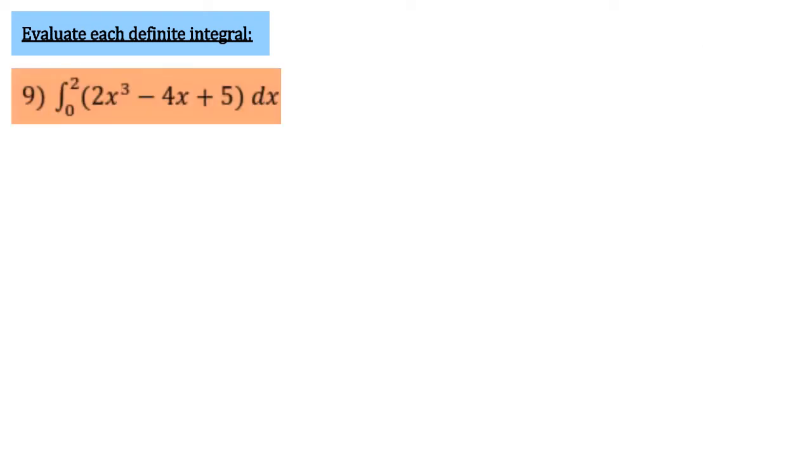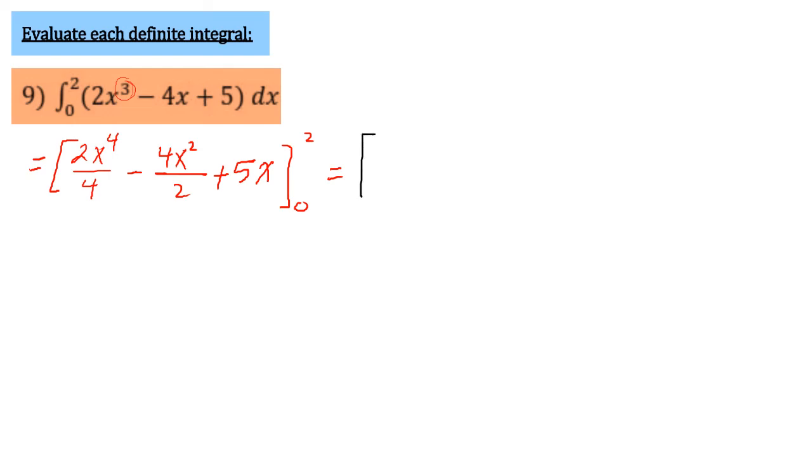Evaluate the integral of the function x to the power of 3 minus 4x plus 5 from 0 to 2. So first I will add 1 to the exponent and divide by the new exponent, so it's x to the power 4 divided by 4 minus 4x squared divided by 2 plus 5x from 0 to 2. So let's simplify it first. 1 divided by 4 is a quarter, x to the power 4 minus 4 divided by 2 is 2x squared plus 5x from 0 to 2.